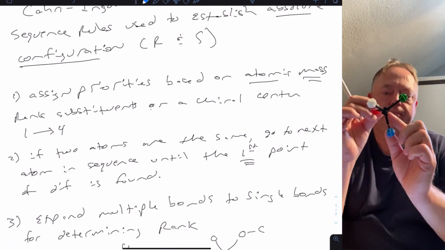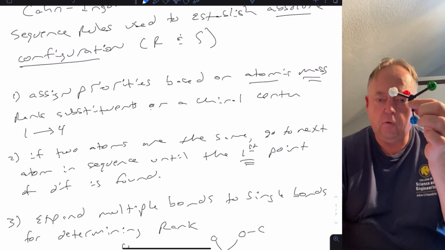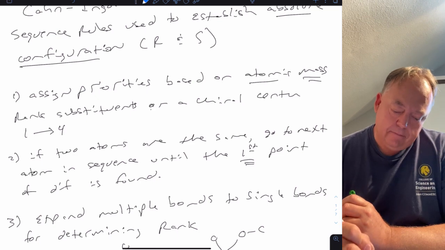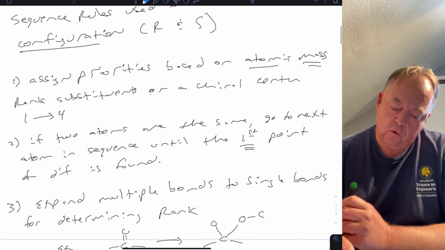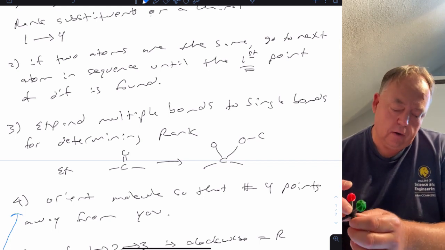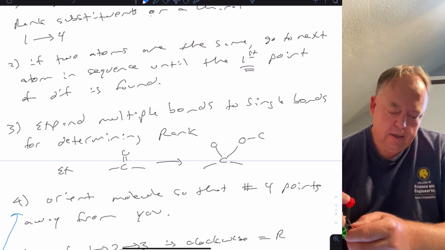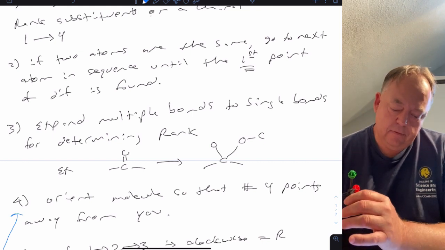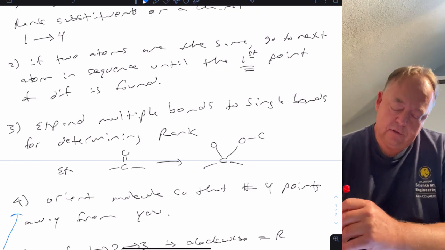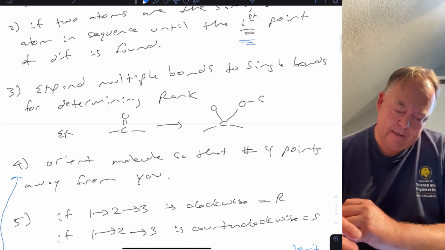So if we have a chiral carbon, we're going to assign priorities based on atomic mass and rank the substituents 1 through 4 on the chiral carbon. It doesn't have to be carbon; we'll see it can be other elements as well. Nitrogen can be chiral, sulfur can be chiral. If two atoms are the same, then you go to the next atom in the sequence, and the next atom, until you find a point of difference. At the first point of difference you find, you stop, and you assign your numbers 1 through 4.